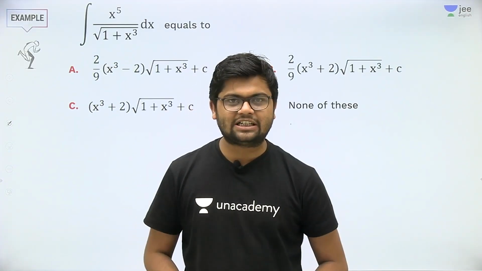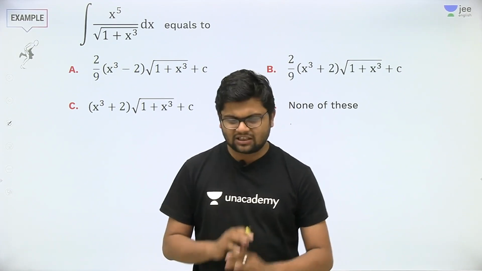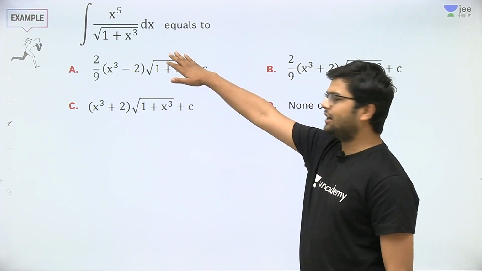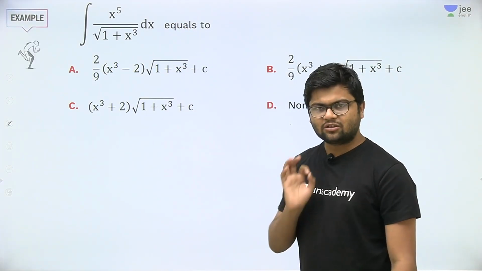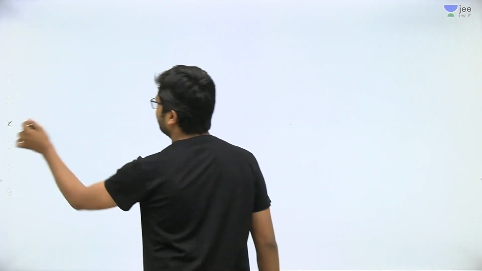This is our first question: integral x raised to power 5 upon square root of 1 plus x cube. So this is a fundamental question of substitution. As we can already see, if I let 1 plus x cube as t, the 3x square dx becomes dt. So this is a question of substitution method. I'm starting to solve it.